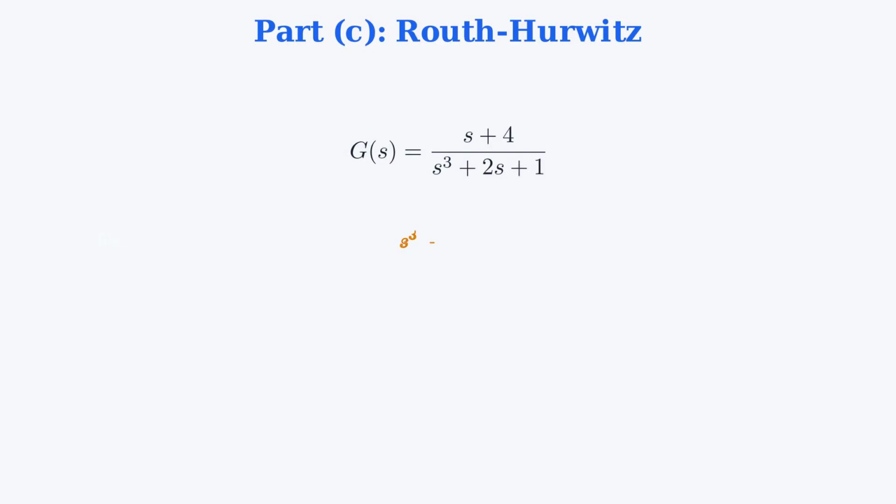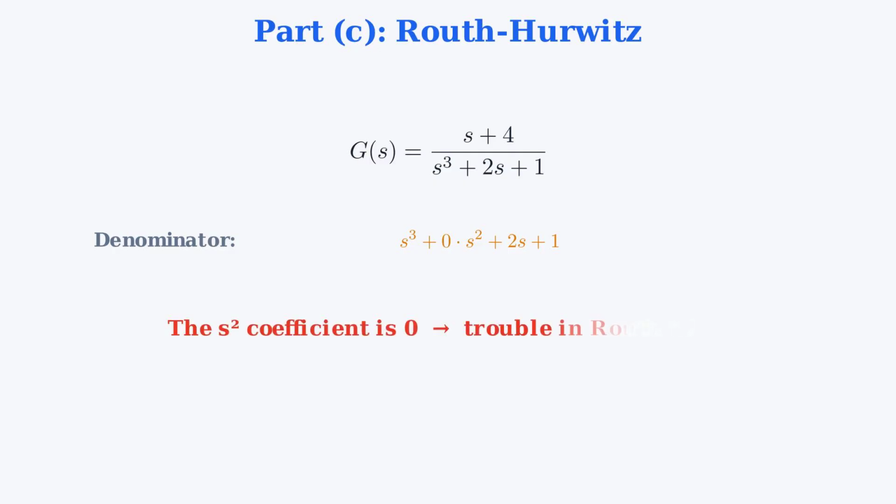g of s equals s plus 4 divided by s cubed plus 2s plus 1. The denominator is s cubed plus 2s plus 1. Notice that the coefficient of s squared is 0. This is going to cause an unusual situation in the Routh table. Let us see how to handle it.